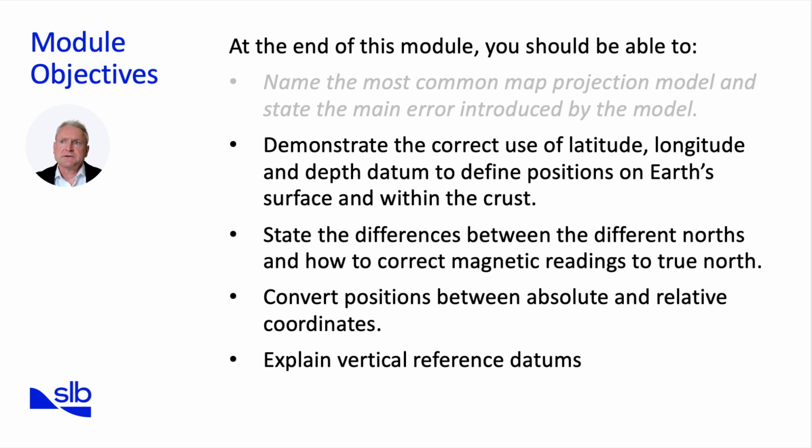Third, we'll cover the differences between the various norths: true north, grid north, and magnetic north, and how to correct magnetic readings so they align with true north. Fourth, you'll practice converting positions between absolute coordinates, like UTM, and relative coordinates, such as those tied to a local wellhead. Finally, you'll be able to explain vertical reference datums, which are essential in understanding elevations, depths, and water levels. As we progress, keep linking each concept to field scenarios. Think of well placement, collision avoidance, and regulatory reporting.